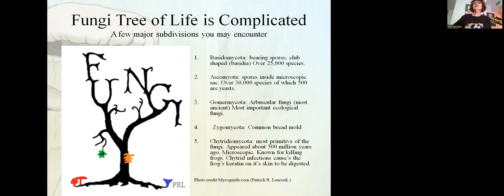There was a time when mycology was in the basement of the botany department. So they were like lesser plants. But now that we know that they're in their own kingdom, we're just studying them. A separate kingdom now.